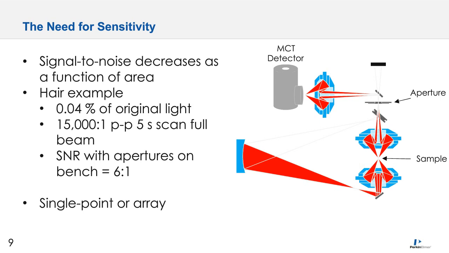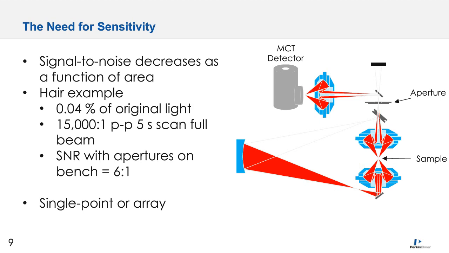So if we go back to the example of the hair, about 0.04% of the beam is occupied by the hair. The Frontier, as an example, achieves at minimum a 15,000 to 1 peak-to-peak signal-to-noise ratio with a 5-second scan, meaning if the apertures are fit to the sample, performing a 5-second scan, because we're blocking so much of that light, our signal-to-noise in the resulting measurement would be 6 to 1. It would make it very challenging to get a reasonable or useful infrared spectrum of the sample.